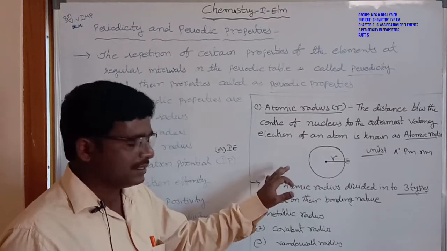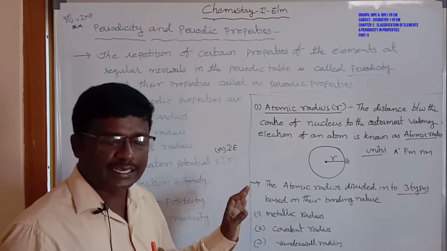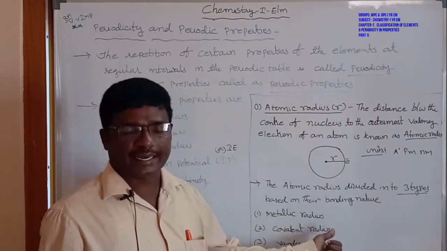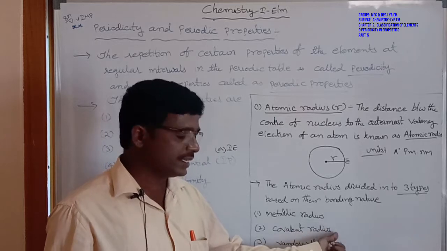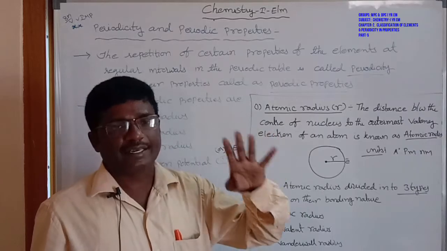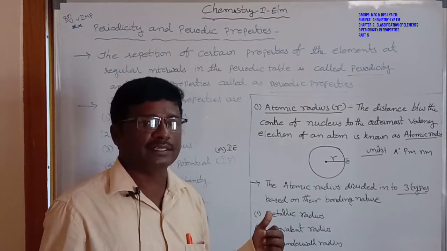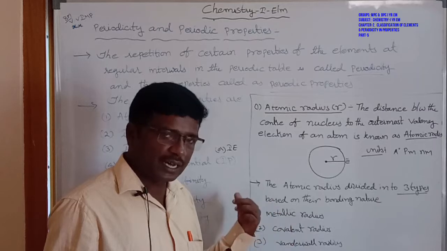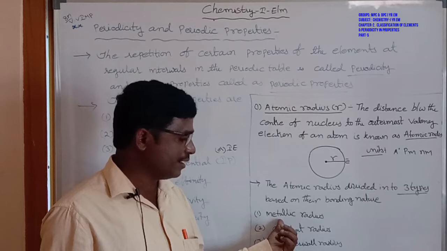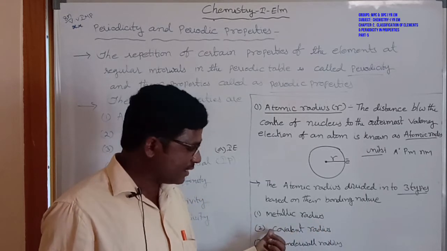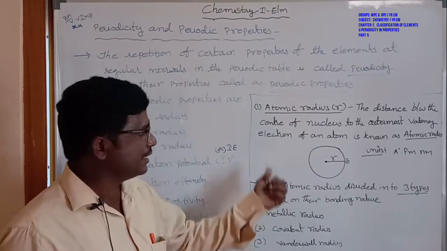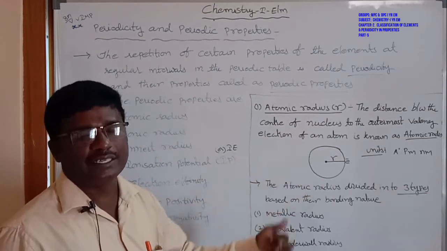The atomic radius is divided into 3 types based upon their bonding nature. First, the metallic radius or crystal radius. Second, the covalent radius. And third, the van der Waals radius.